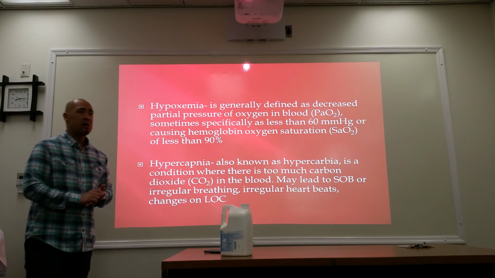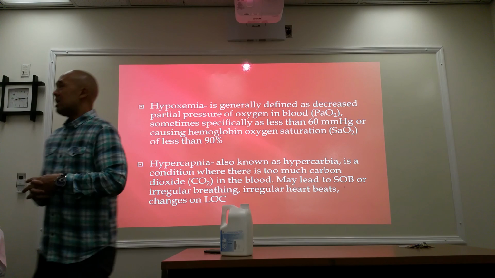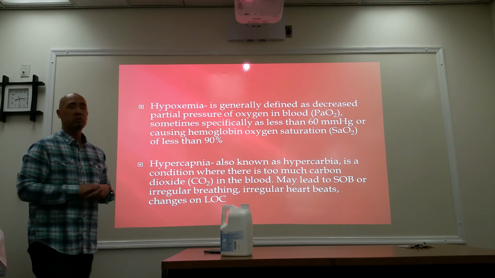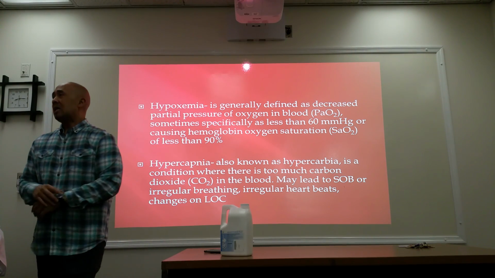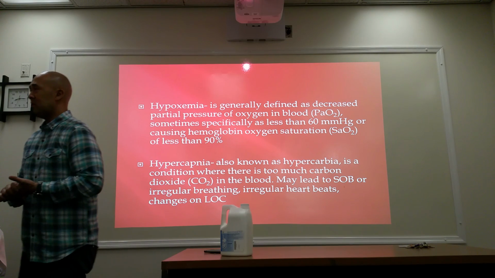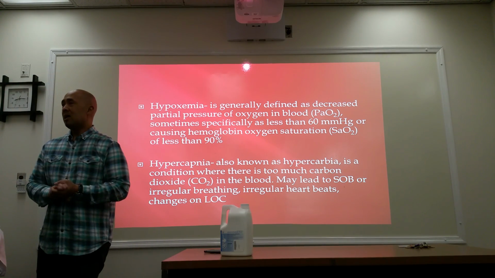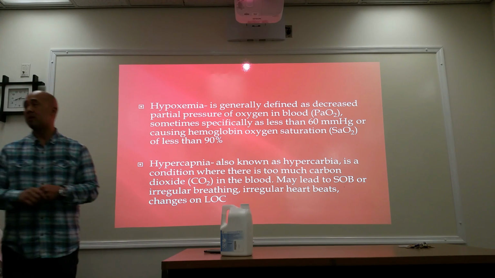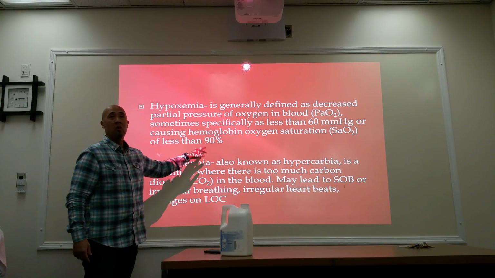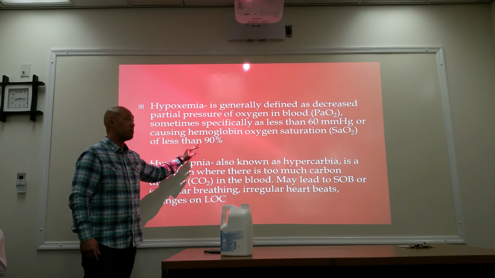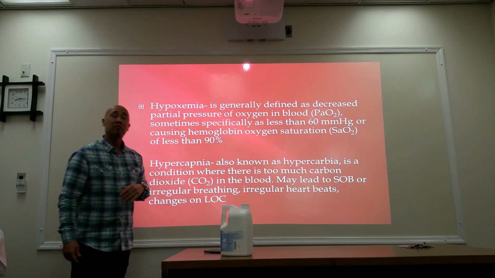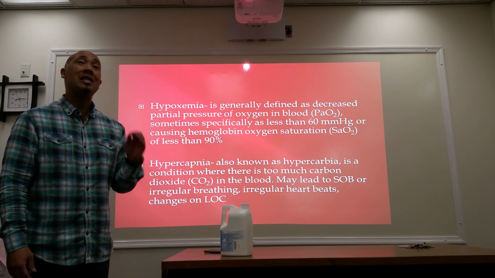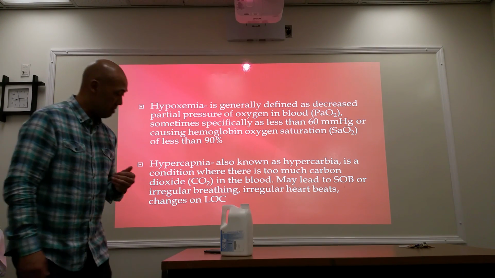All right, let's talk about some oxygen terms. First one here is hypoxemia. Hypo meaning what? Below. Okay, so we're talking about oxygen levels that are very low. By definition, it is generally defined as decreased partial pressure of oxygen in blood, sometimes specifically as less than 60 millimeters of Hg, or causing hemoglobin oxygen saturation of below 90%. Remember, 97% and above is better, okay? When it starts to approach the 90s, it's going to be a red flag. And especially if it's below 90, now it becomes an emergency.